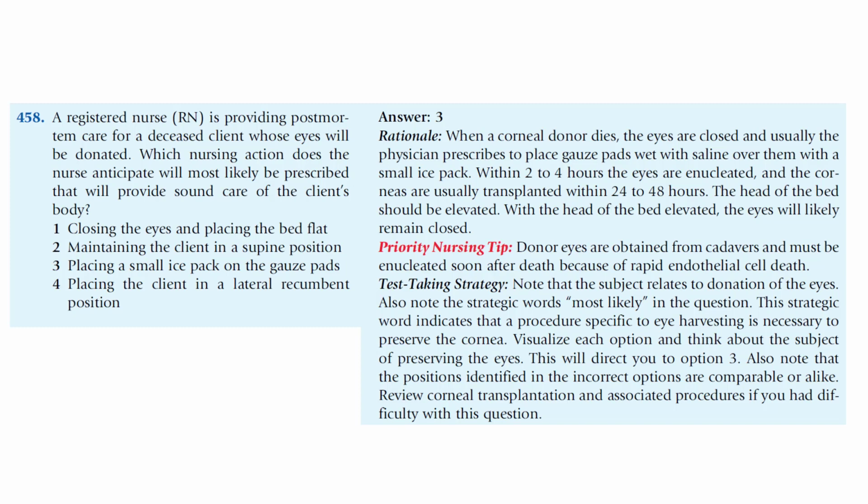Answer: 3. Rationale: when a corneal donor dies, the eyes are closed and usually the physician prescribes to place gauze pads wet with saline over them with a small ice pack. Within 2 to 4 hours the eyes are enucleated, and the corneas are usually transplanted within 24 to 48 hours. The head of the bed should be elevated. With the head of the bed elevated, the eyes will likely remain closed.